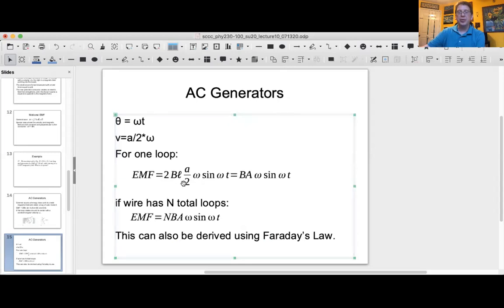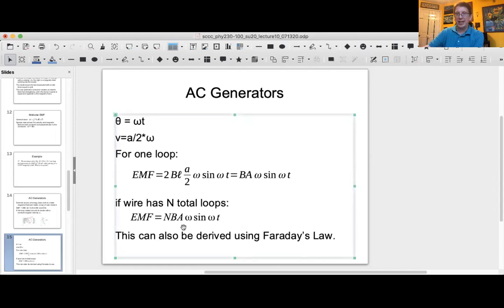you have the 2's cancel out. You have the magnetic field, and then you have the length L times the width small a. Well, that's just the area of the rectangle, and it turns out that that applies generally, so you can write this as B times the area enclosed by the loop times omega, the angular velocity, times the sine of omega t. Now, if the coil of wire has capital N total loops, you can write the EMF as being equal to capital N BA omega times sine omega t.